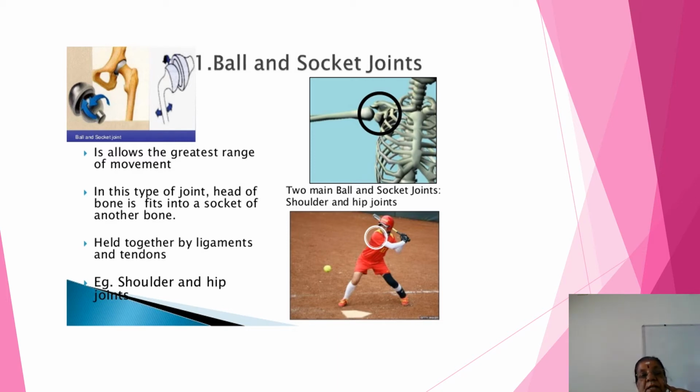Right? So it allows the greatest range of movement. In this type of joint, the head of a bone is fitting into the socket of another bone and held together by ligaments and tendons. Where two bones meet, those joints are ligaments. And in some portions, the muscles are attached to the bones. They are called tendons.